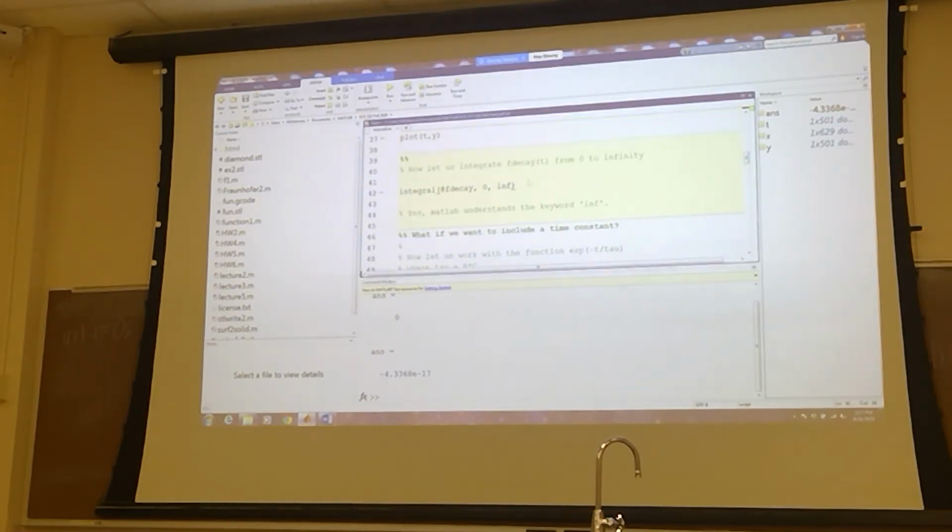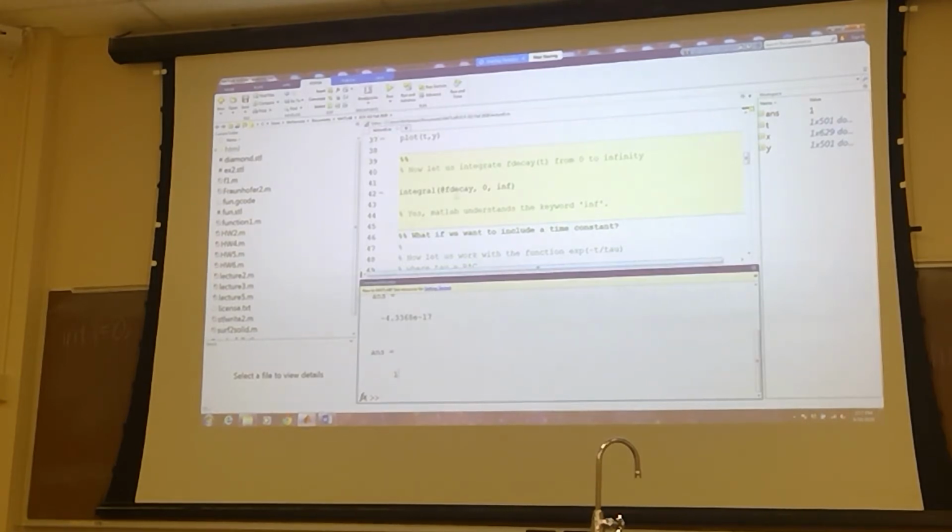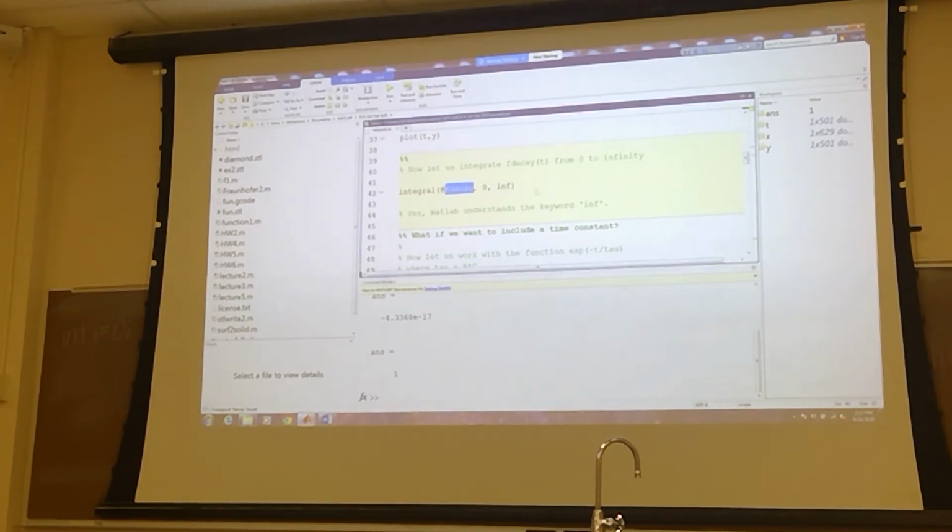So if I put this function right here, I say, let's run it, I get the answer 1. So what happened? Here's my function, f dk. My lower limit is 0. My upper limit is inf, for infinity.